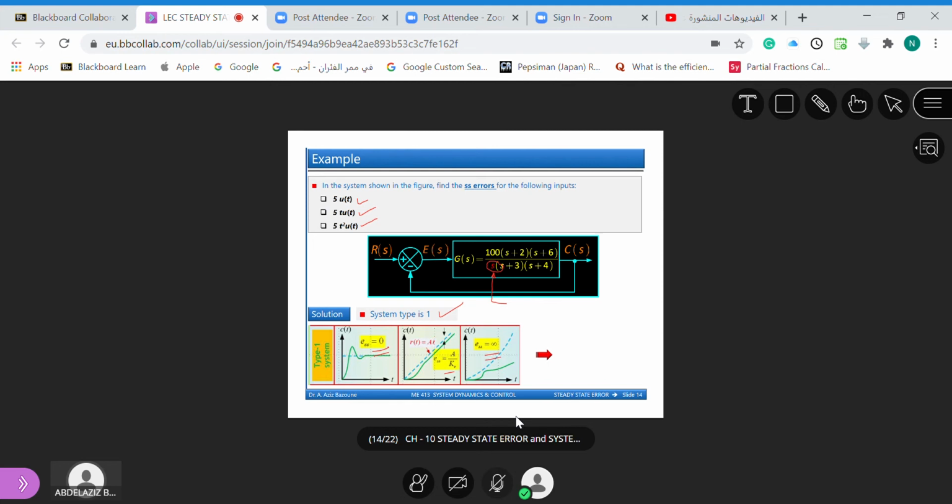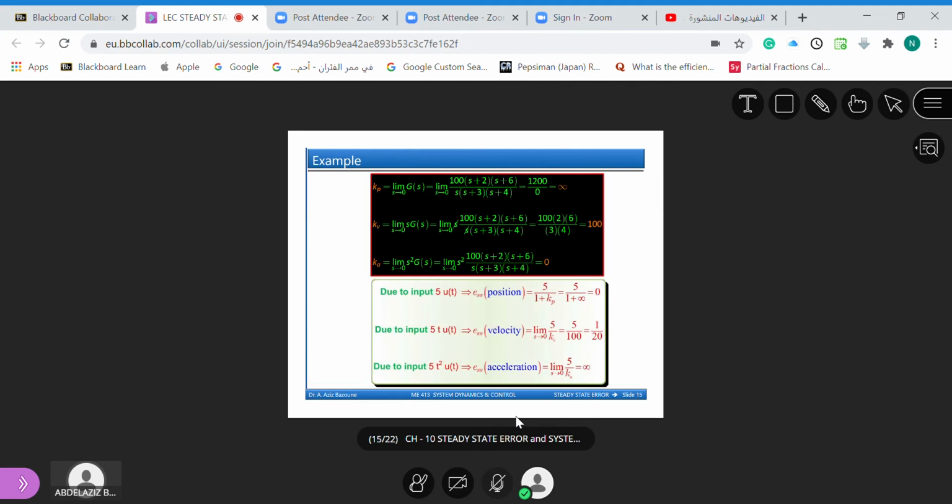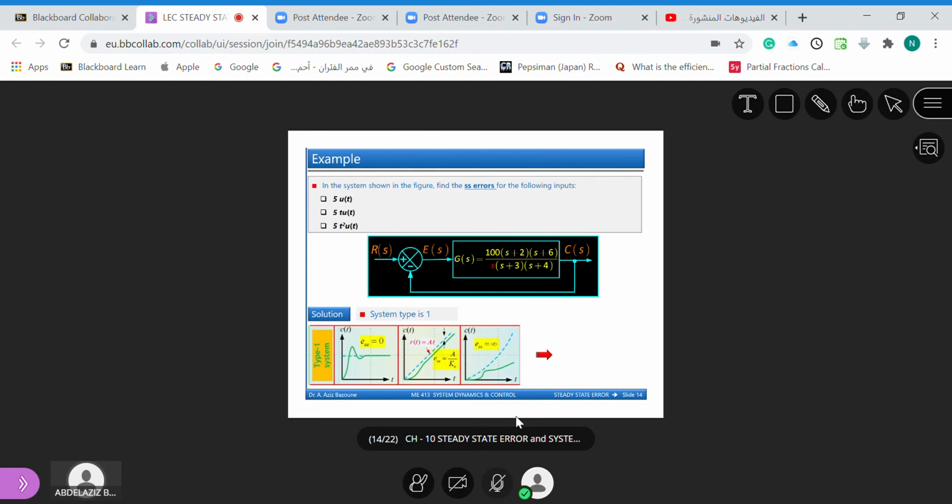Now, if we look at this, Kp will be the limit of G of S as S goes to 0. You just take S equal to 0, and you will find Kp. This is 0, this is 0, this is 0, this is 0. 1,200 divided by 0 will be infinity. So Kp will be infinity, and the steady state error will be 5 over 1 plus Kp, or 5 over 1 plus infinity. The steady state error will be 0 for the step input. This is exactly what we were expecting.